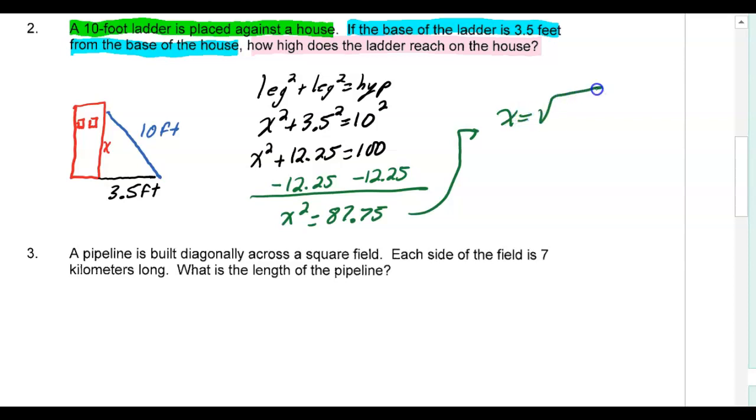So x is the square root of 87.75, which is approximately 9.37 feet. So the ladder will reach around 9.37 feet. The ladder is 10 feet long, so it's not going to quite reach all the way up to 10 feet because of the diagonal.